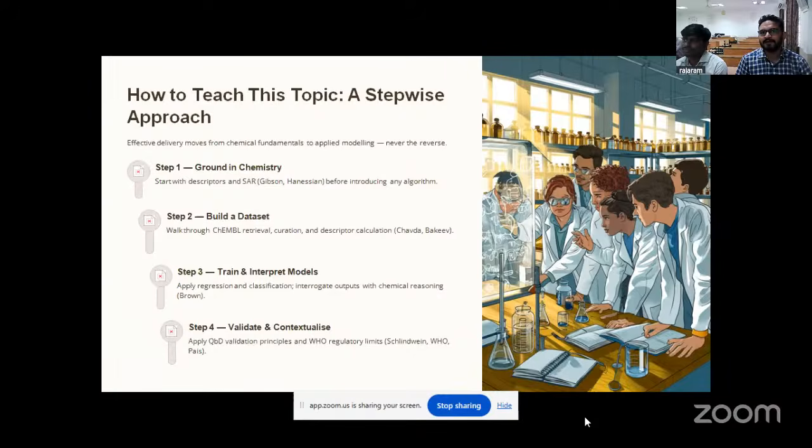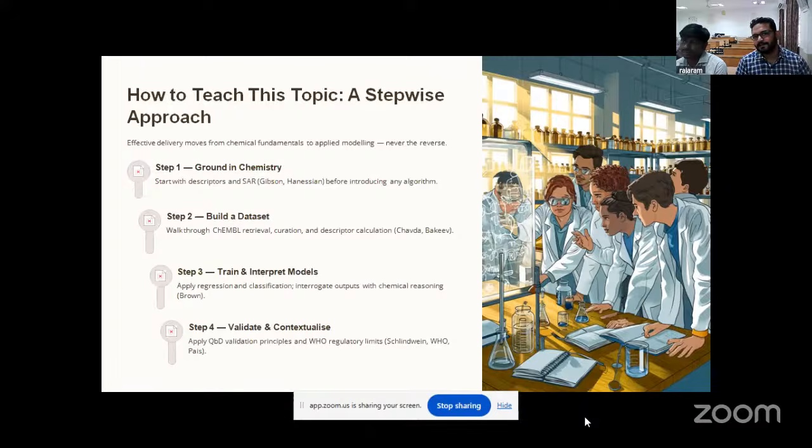So before using the algorithm, start with the descriptors. Descriptors means the minimum level to know the chemical and physical properties of a molecule. Next, you have to teach them how to build a data set: the retrieval process, curation process, descriptor calculation. For that, Chowdhury and Bakhi have nicely given material. I have already mentioned the page number. So the students should come with a good database.